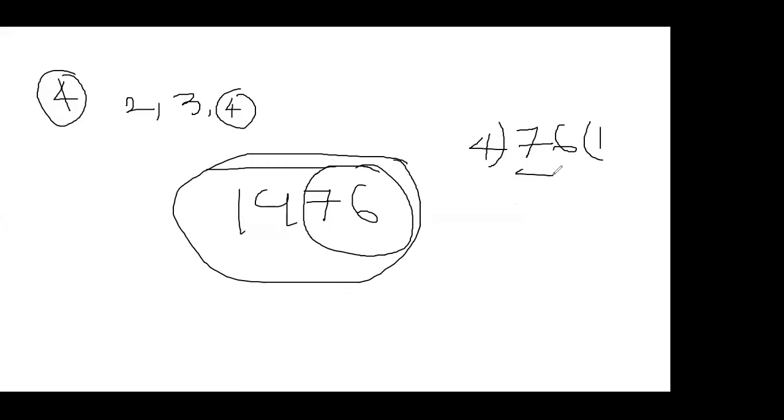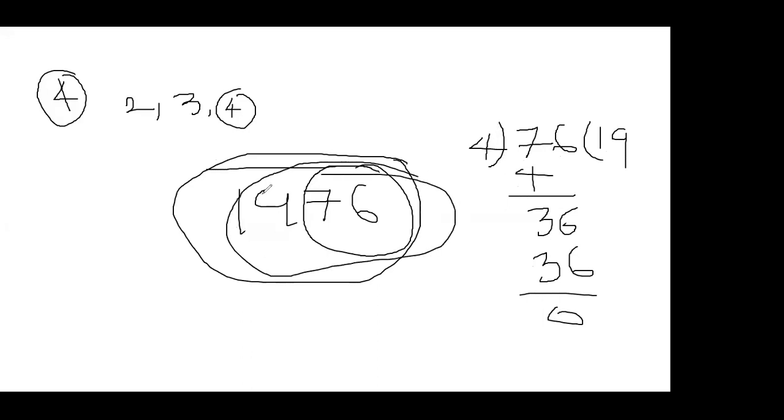4 ones are 4, remainder is 3 and 6. 4 nines are 36. Yes or no? So therefore this number is divisible in 4 table. That's why this number also divisible in 4.